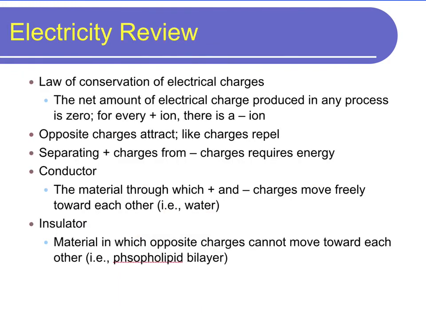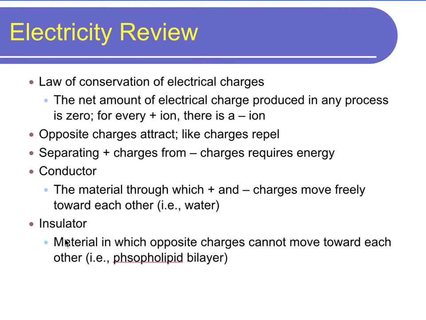Okay, let's talk about electricity, and then we're going to wrap it up. So, very quickly, the law of conservation of electrical charges says that the net amount of electrical charge produced in any process is zero, because for every cation, there will always be an anion. So think back to when we talked about ions. Whenever you create a cation, you also create an anion. So overall, we have a net electrical charge of zero. Remember that opposite charges attract and like charges repel. And conductors allow ions to move easily through them versus insulators, which do not.